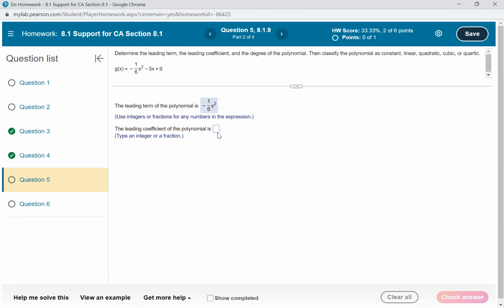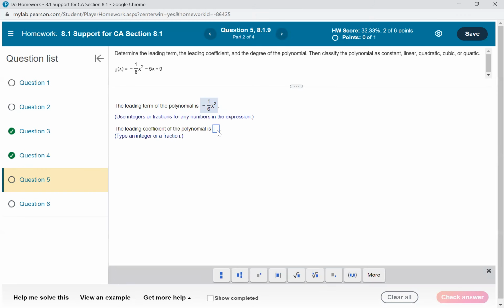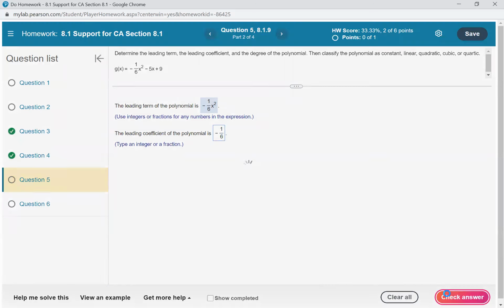So what is my leading coefficient? Well, remember, on the leading coefficient, I just want that number. So what's my number? Negative 1/6. So then y'all would check that.